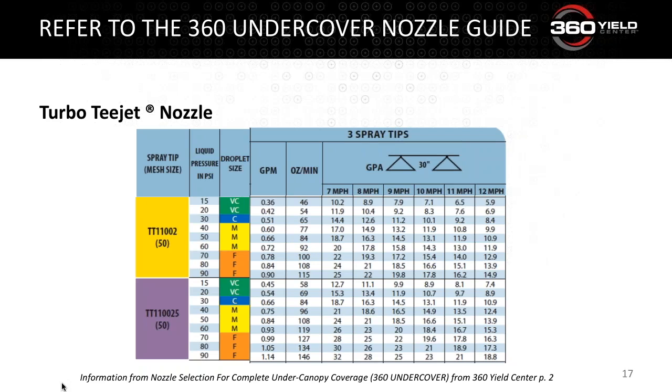Then the 110, the first numbers that appear after the nozzle designation, is the degree of the pattern that comes out of that nozzle. So in the XRs, you'll see something like an 8002. That would tell you it's an 80-degree pattern that comes out of that nozzle. These are called 110, so they're 110 degree.